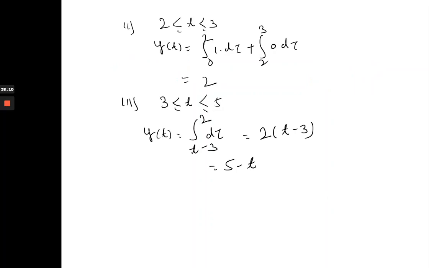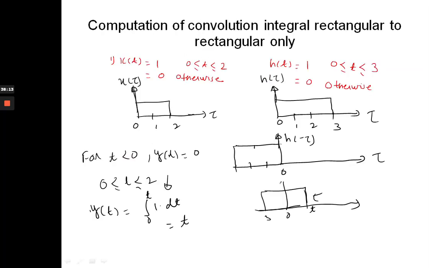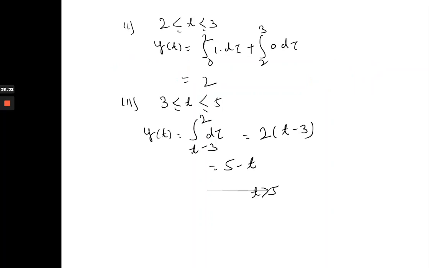And for the last case, when t is greater than 5, what happens? This waveform is greater than 5. This is 1, 2, 3, 4, 5. There is no overlapping between these two. Hence the answer for this one is 0. So y of t, the convolution of these two signals, rectangular with rectangular, is as follows.